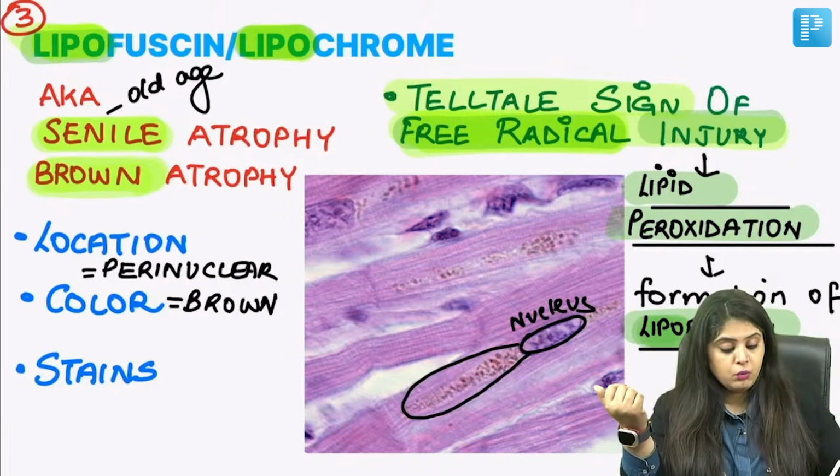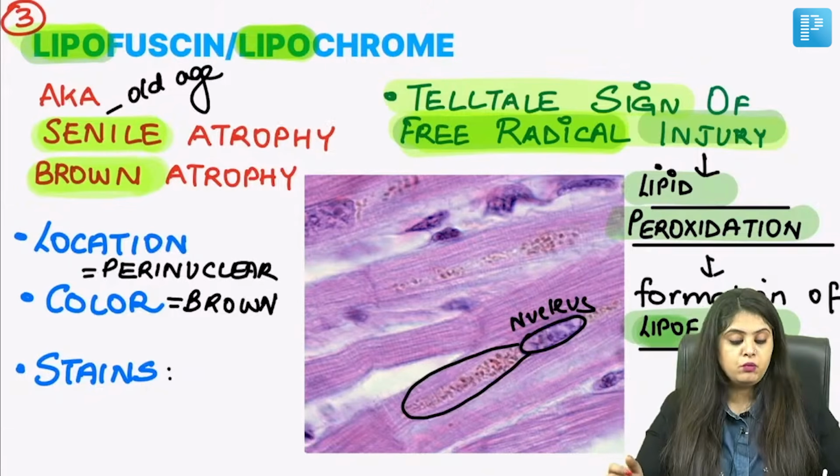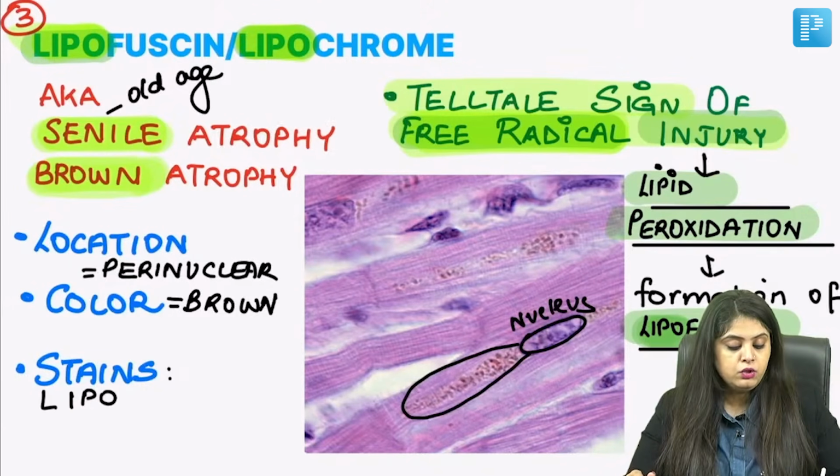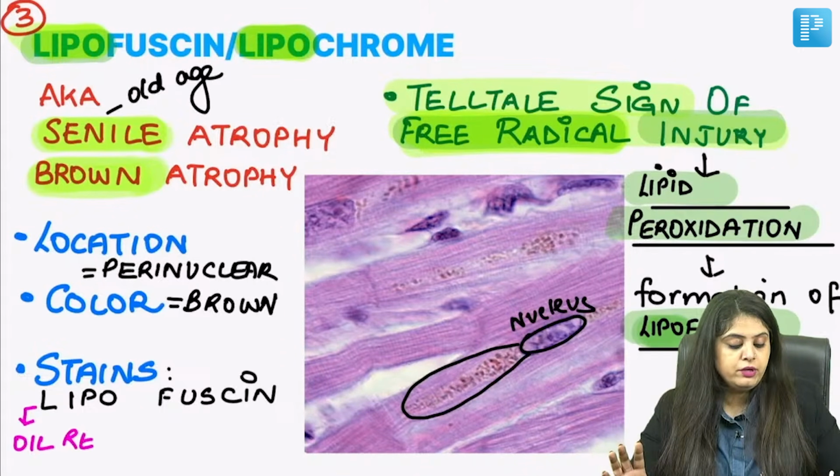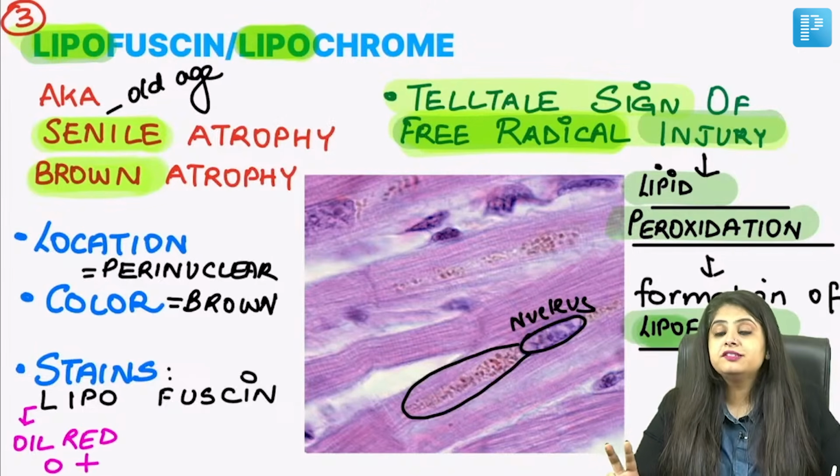But prove it. What are the special stains? For that, I will want you to break it into 2 words. That is going to be lipo and fuscin. So let's get going. Lipo means it has lipid. Do you know any stain for lipid? It is going to be oil red O. Oil red O is a stain for lipid. So lipofuscin is oil red O positive.